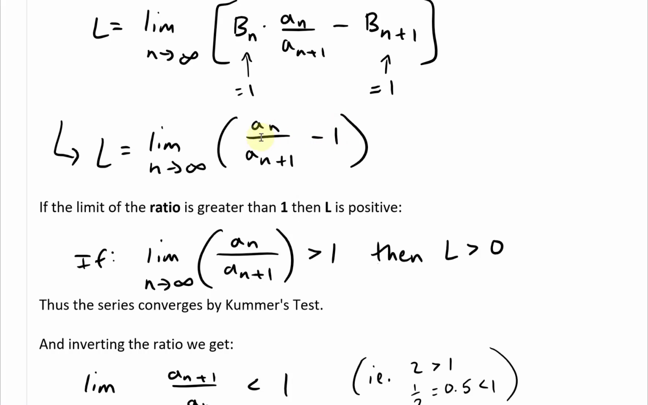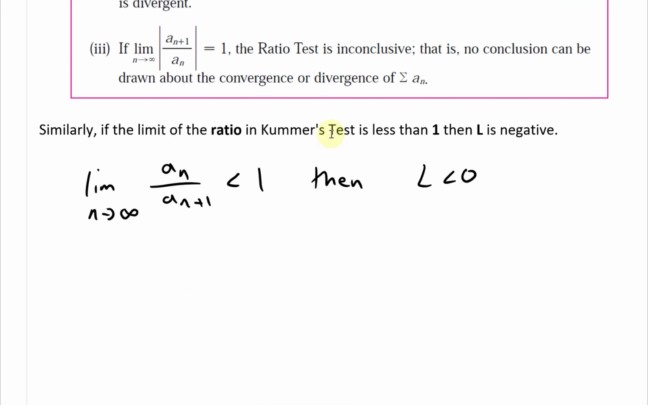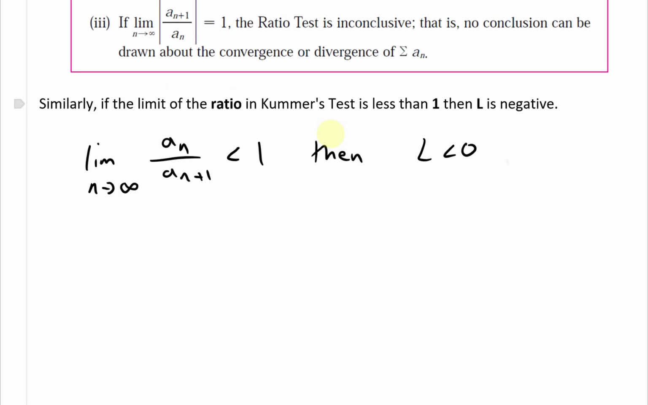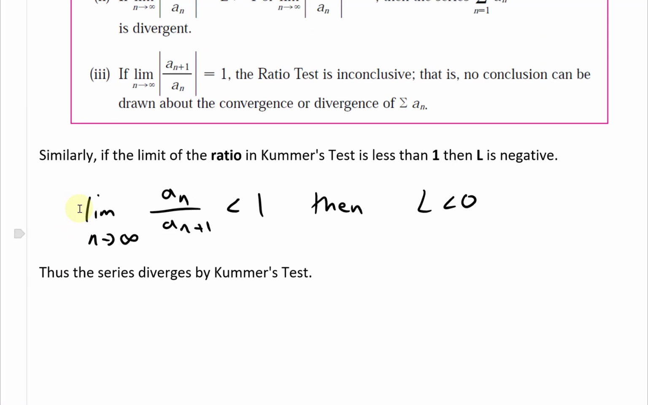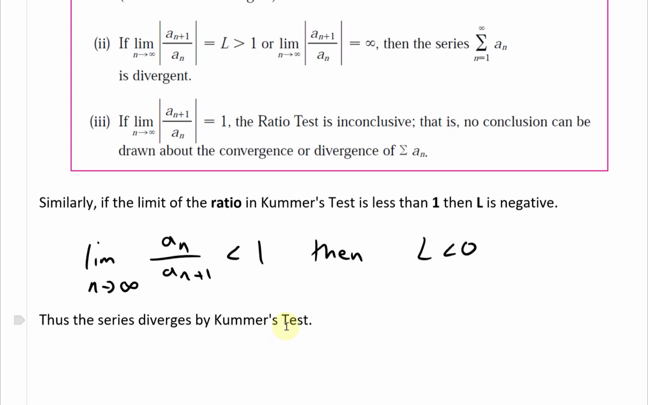You have this 1 there. So if this is less than 0, a number less than 0, less than 1. If this is less than 1, subtracted by 1, it's going to be negative, because the absolute value of that negative 1 is greater. So thus the series diverges by Kummer's test.